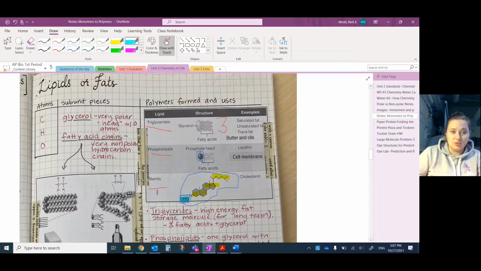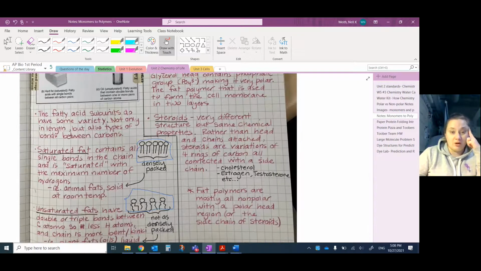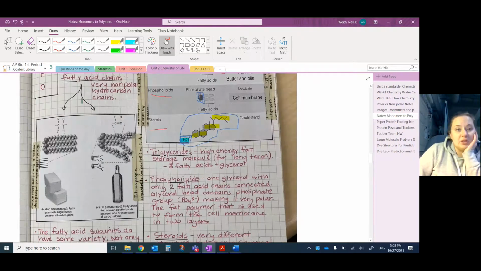We've got those 2 subunits, how you connect them, and varieties amongst them that make our 3 different major fat polymers, the triglycerides, phospholipids, and steroids, or group of steroids. In general, fat polymers are very nonpolar for the most part. If I were to highlight on this molecule, the one here of the butter, all of this is nonpolar, all of this is nonpolar, all of this is nonpolar. It's just the glycerol head right here that is polar.